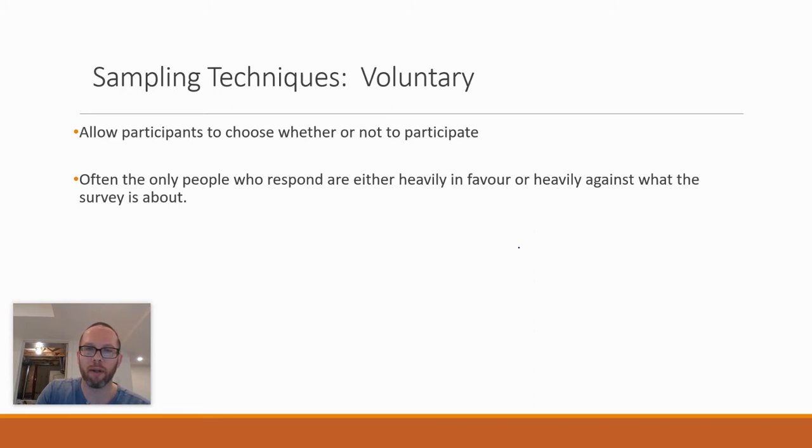The last one would be voluntary. You just allow participants to choose whether or not to participate. So maybe at a restaurant, they have cards to fill out afterwards, or if you go shopping at a clothing store, your receipt says, if you want to go online, take the survey, maybe get entered in a chance to win. That's purely voluntary. The thing with these, and we'll talk about bias in our next lesson, with voluntary surveys, usually you only get people who are heavily in favor or heavily against what the survey is about.